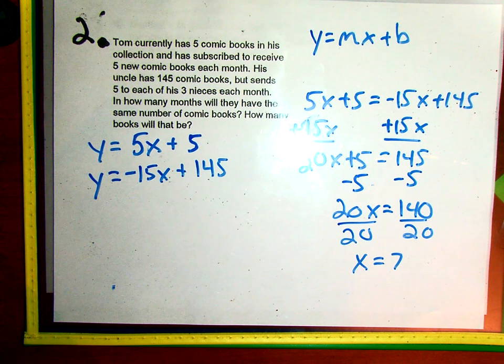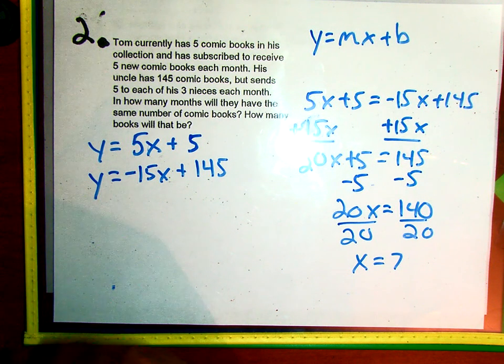So it takes 7 months for them to have the same amount of comic books. One going up, the other one going down. And it'll take 7 months to be the exact same amount. But how many books would it be?